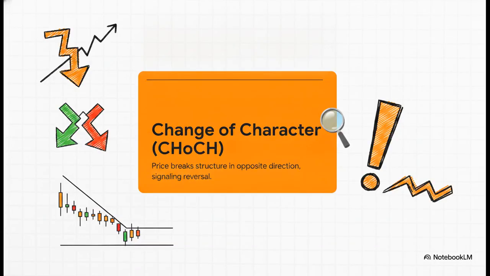On the flip side of that, we have the change of character, which is commonly known as a COC. Contrast this with the BOS we just talked about. A COC happens when the price actually fails to continue its trend and instead breaks structure in the exact opposite direction. Think about it. If you're in a steady uptrend and suddenly the price just tanks below a major recent low, well, that's a change of character. It is a massive warning sign. It signals that the market trend might be flipping and control is shifting from buyers to sellers or vice versa. The key here? In our strategy, we never try to predict these moves before they happen. We only wait for the COC to actually confirm them.